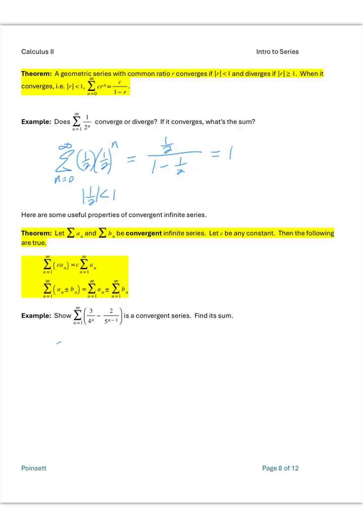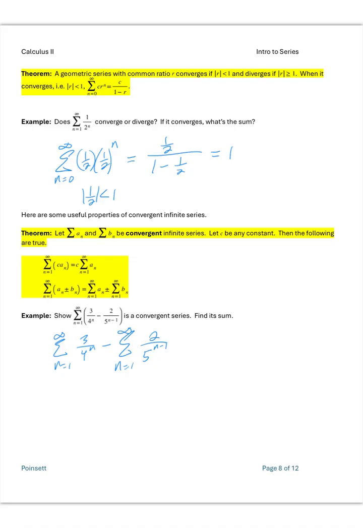So let's look at the sum as n goes from 1 to infinity of 3 over 4 to the n power. And let's subtract from that the sum as n goes from 1 to infinity of 2 over 5 to the n minus 1 power. If each of these is a convergent series, then their difference will be the value of this series. Well, we've got to show that these are in fact geometric series. In order to be a geometric series, these need to have a common ratio r.